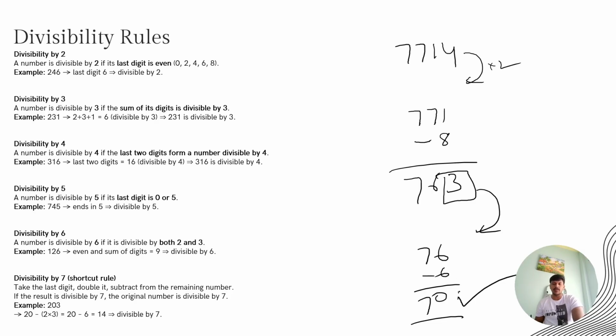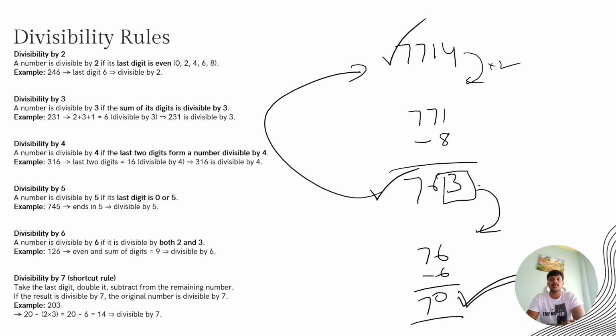If this number is divisible by 7, then the original number formed from it will also be divisible by 7.